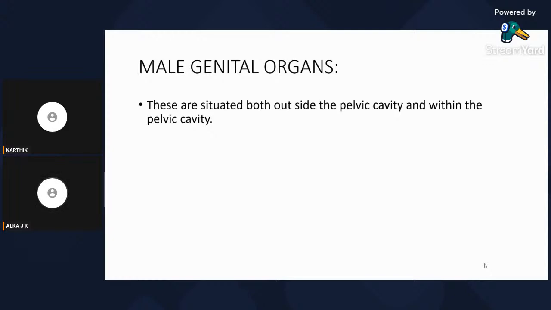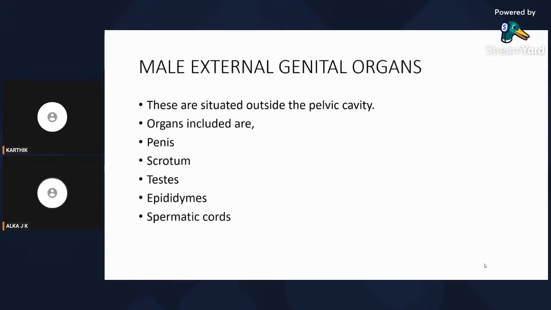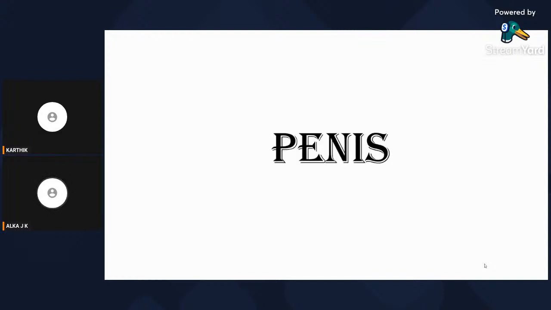These are situated both outside the pelvic cavity as well as within the pelvic cavity. Some organs are situated outside the pelvic cavity: penis, scrotum, testis, epididymis, and spermatic cords. Especially, the testes are the male gonads, and they cannot tolerate body temperature. If they were situated in the pelvis, the spermatozoa would be destroyed. That's why this natural adjustment is there, and these structures are present outside our body.